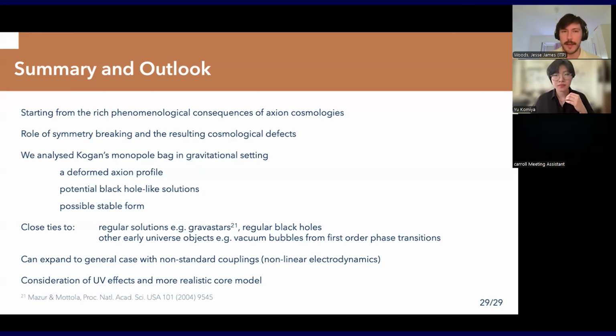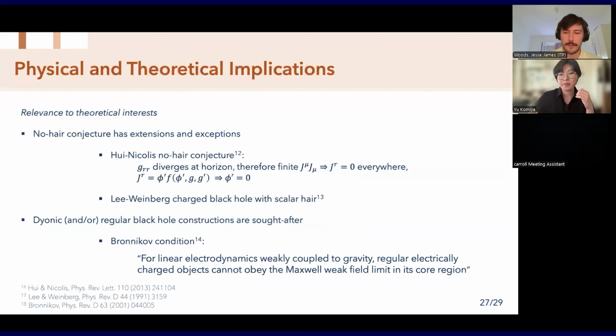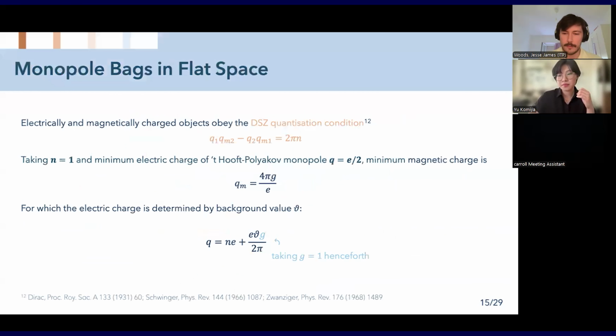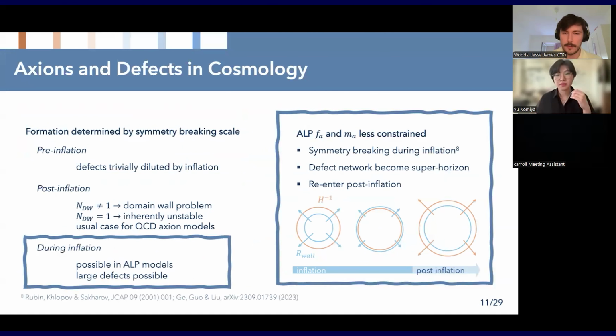Maybe could you go back to slide 11? Yeah, so this picture on the bottom right, I was a bit confused about what it's saying. What are the orange and the blue here?